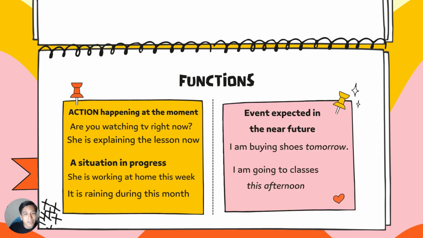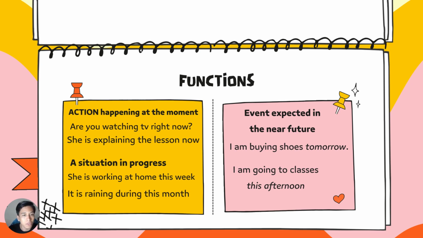So now let's talk about the functions, which are three mostly, and I said them in the beginning of this video. The three would be when an action is happening at the moment, when a situation is in progress, and when we want to express an event expected in the near future.